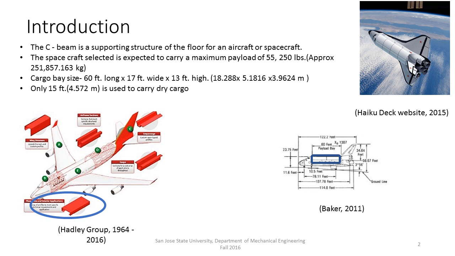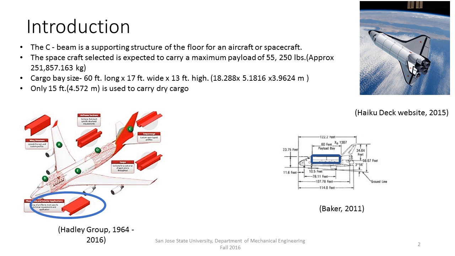The C-beam selected for this analysis is a supporting structure of the floor for an aircraft or spacecraft. It is currently used in the aerospace industry as indicated in the lower left image. The spacecraft selected is expected to carry a maximum payload of 55,250 pounds. The region focused for this analysis will be the payload bay or the cargo bay. It has a size of 60 feet long, 17 feet wide, and 13 feet high. This is depicted in the lower right corner.